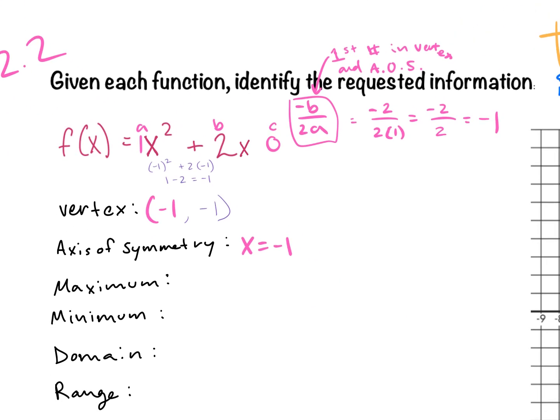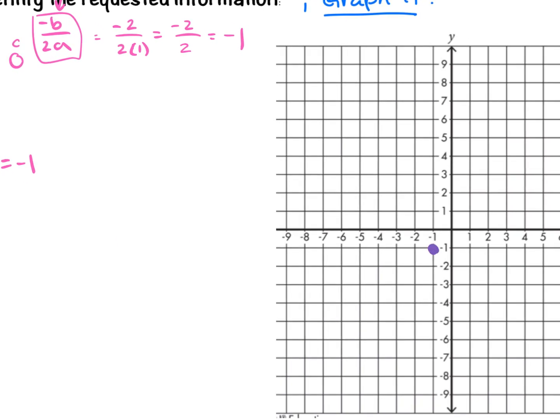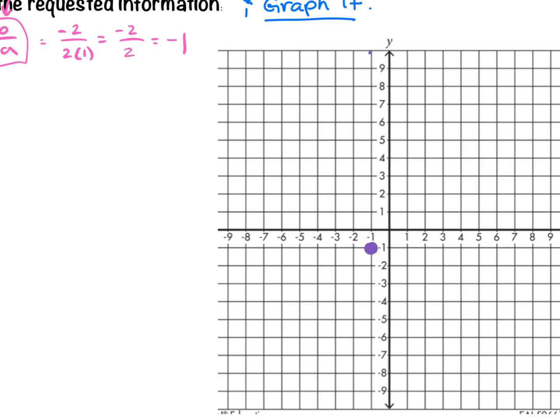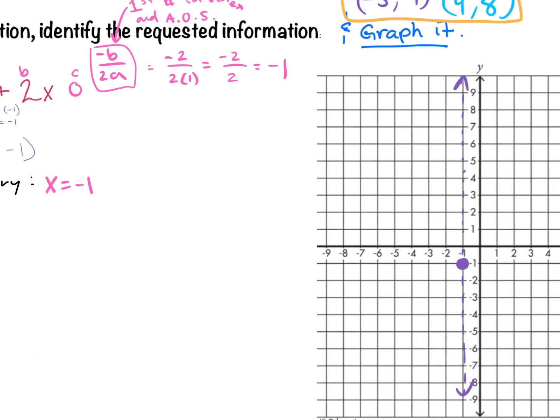So let's go ahead and graph our vertex. We're going to go to the left to negative 1 and down to negative 1. And I'll graph my axis of symmetry too. It's going to be that dotted line that goes right through the vertex. All right, now when we're dealing with standard form, we can use our C to help us with the next point.